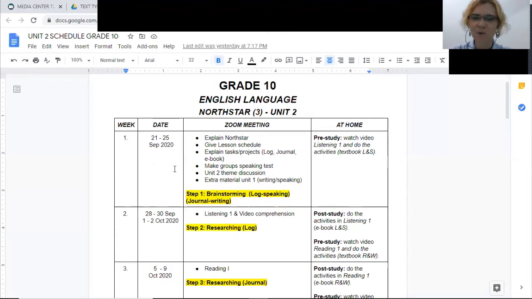So it means that step 1 for this week is that you're going to do a brainstorm for your log, which is your speaking test. You're going to brainstorm on a topic and ideas for your speaking test, and brainstorm for an idea for your writing, your paragraph. So that is the focus of this week.